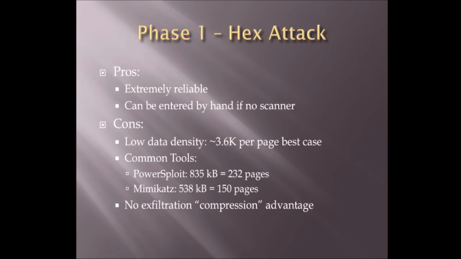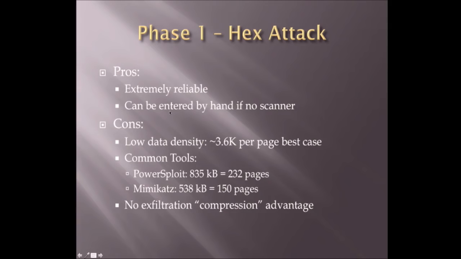All right. Okay, so the hex attack is really super reliable. You really can get data very easily onto a machine, and it's not going to fail pretty much at all. And if you really had to, you can enter it by hand. You could type in those hex lines if you really wanted to. Now that gets kind of tedious after 19 pages, but if you didn't have a scanner available, you could do this and still get arbitrary binaries on your system.